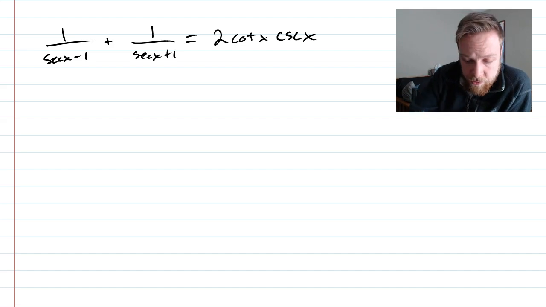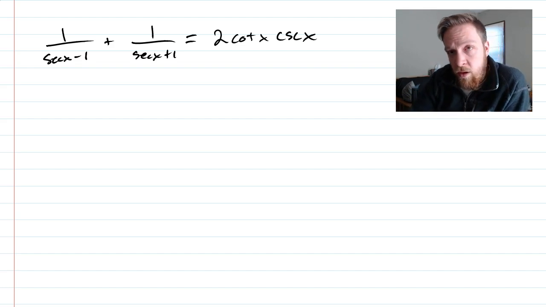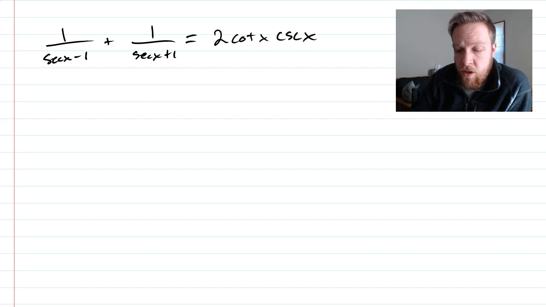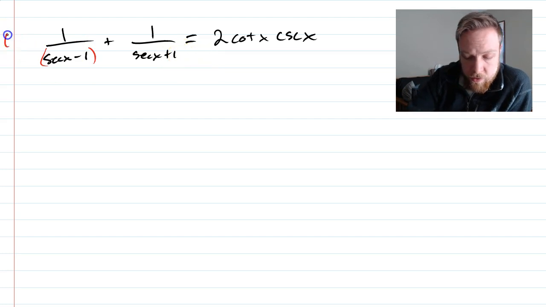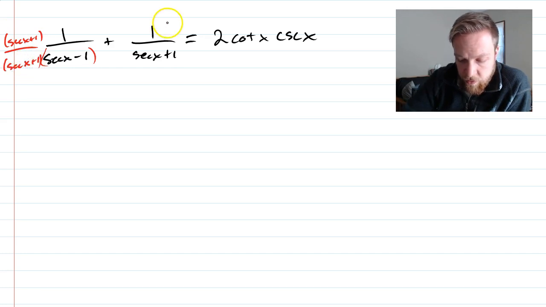And I'm going to have to multiply the left side by what it would take to get to the common denominator. In this case, I have secant of x minus 1. I need secant of x plus 1. So I multiply by secant x plus 1 on top and on bottom. And similarly over here, do the same. Secant of x minus 1 on top and on bottom.